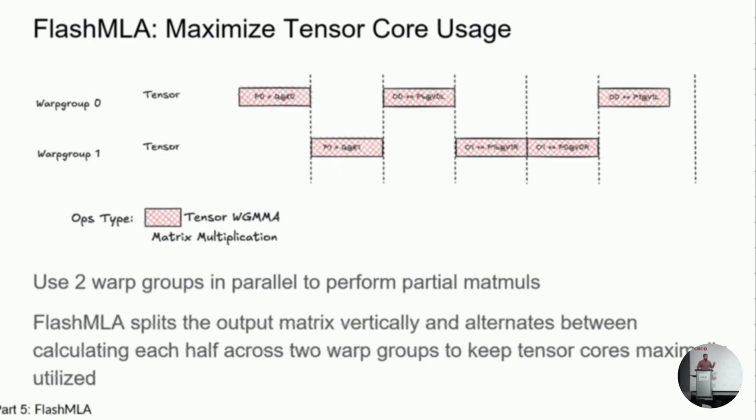The way FlashMLA, the algorithm that the DeepSeek authors introduced, does it is that it has two warp groups, so two groups of 128 threads running in parallel. We'll see why it's important to have two warp groups in a second. They split our attention computation vertically, so the output matrix that we are calculating is split vertically, and they perform operations on each half of the output alternately.